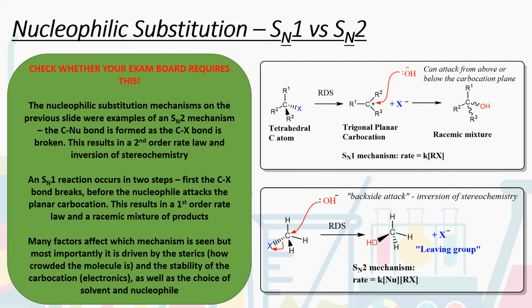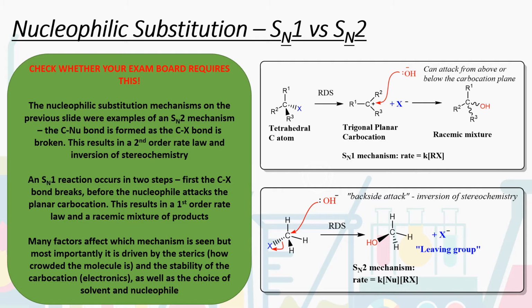And there are many factors that can affect which mechanism is seen, but actually most importantly, the two factors are either the sterics, how crowded the molecule is, and the stability of the carbocation, really an electronic effect, as well as potentially the solvent choice and the nucleophile. But the two main ones are definitely the stability of the carbocation. If the carbocation is very, very unstable, for example, a primary carbocation, it's probably going to want to go through an SN2 mechanism rather than SN1.